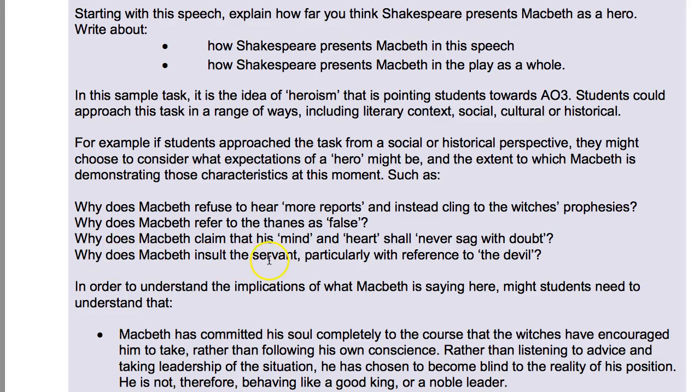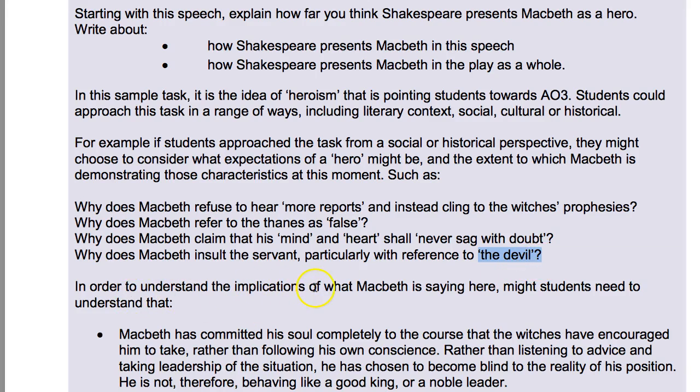Why does Macbeth insult the servant, particularly with reference to the devil? Well, it could reflect his own evil, but also his disappointment in himself, that he's effectively sold his soul to the devil for a worthless prize. His kingship has not lasted long, and it's just about to be ripped from him.